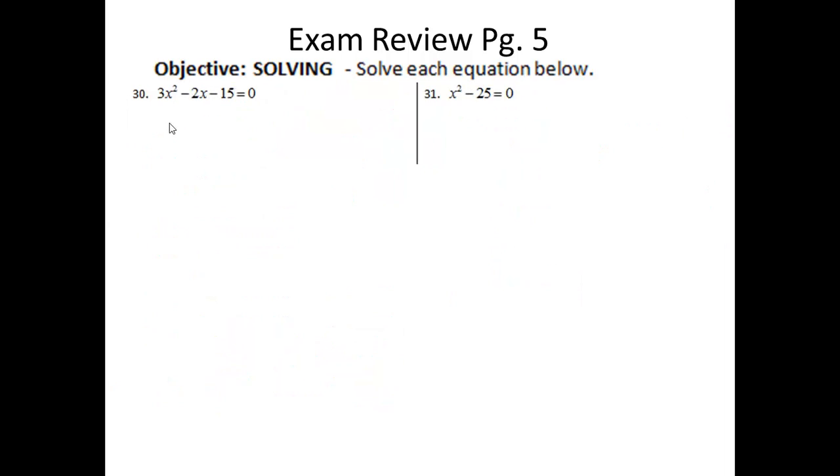Number 30, we have 3x squared minus 2x minus 15. I'll solve this one using the quadratic formula. So a will be equal to 3, b is equal to a negative 2, c is equal to a negative 15. Again, I'll write my quadratic formula up top just in case you forgot it.